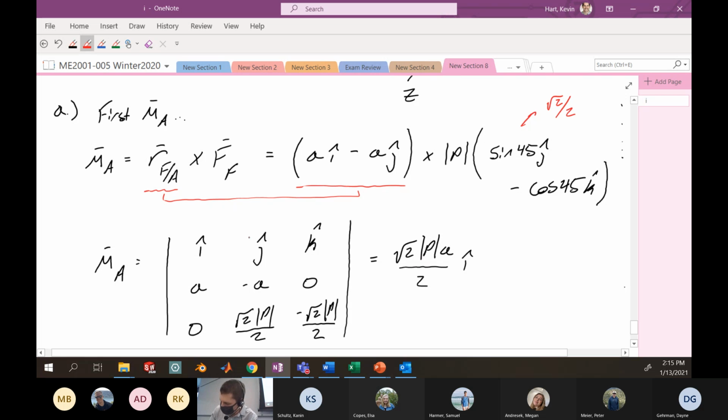Let's continue. Put it down and to the right. Okay, I run into some zeros there, so nothing from that term. And the K term here, down and to the right, I will have to consider. It's going to be a plus root 2 magnitude of P times A on 2 in K hat.